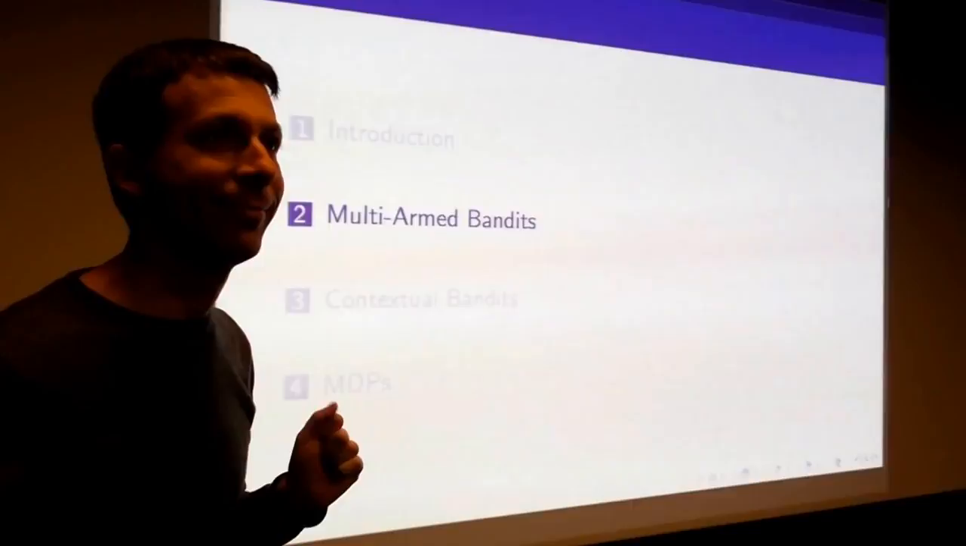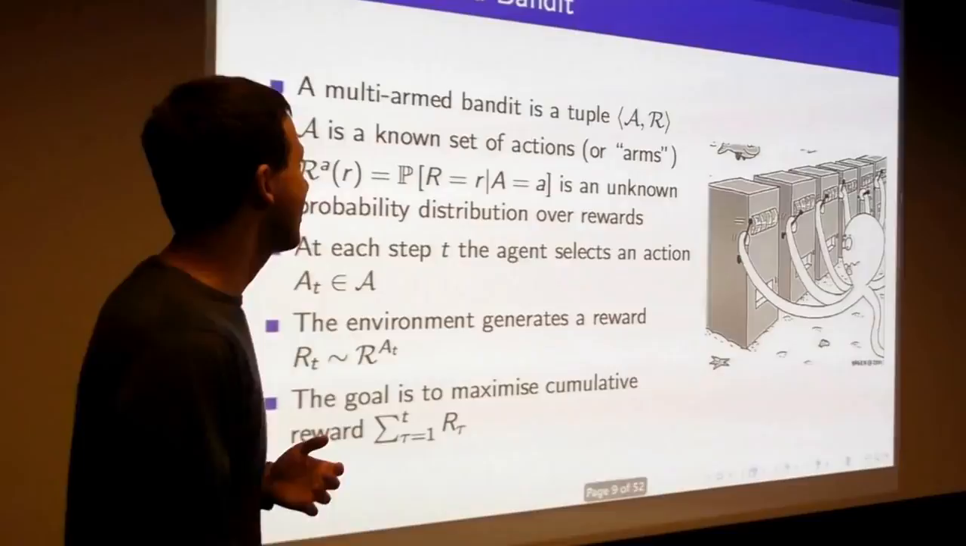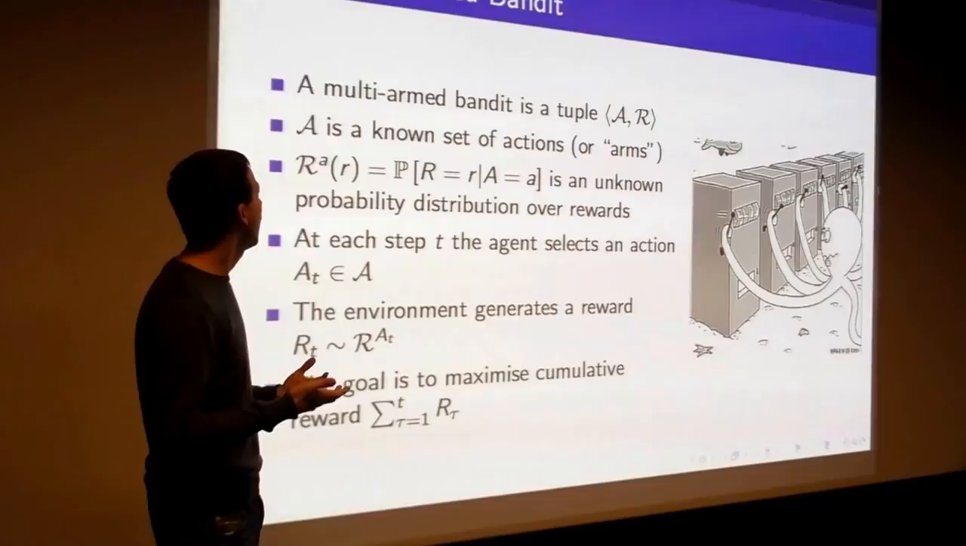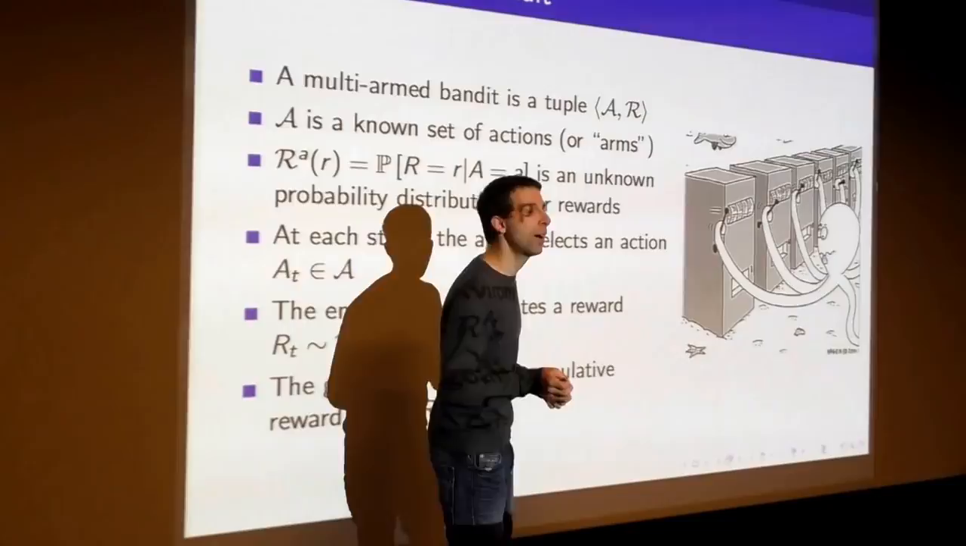Good. So we're going to start with the multi-arm bandit. So this is the multi-arm bandit. No octopus is required, but it's basically a simplification of the MDP framework, where we just have a set of actions, A, and a reward function, R. So we've thrown away the state space, and we've thrown away the transition function, and we've really simplified things down now.